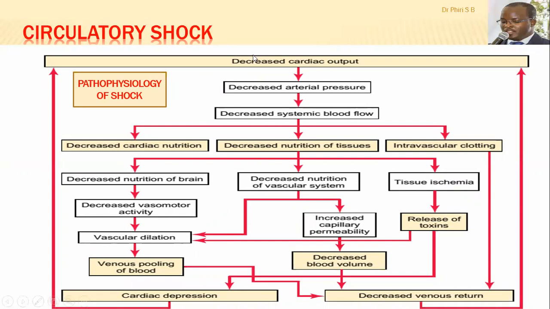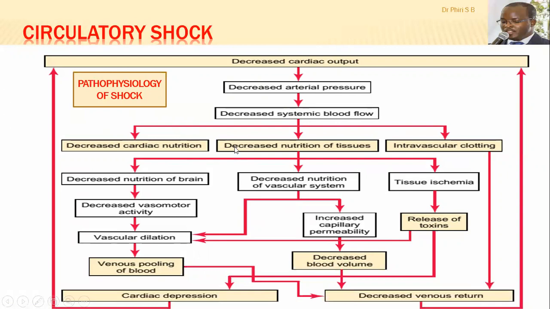So if you have a decreased cardiac output due to different reasons, of which you know the factors that are affecting the cardiac output. So if you have those factors that are reducing the cardiac output, that will result into decreased arterial pressure, then it will result into decreased systemic blood flow. This will mean that you're going to have decreased cardiac nutrition because there's less blood that is going to the cardiac muscle cells.